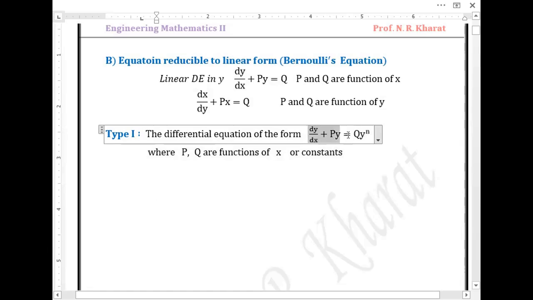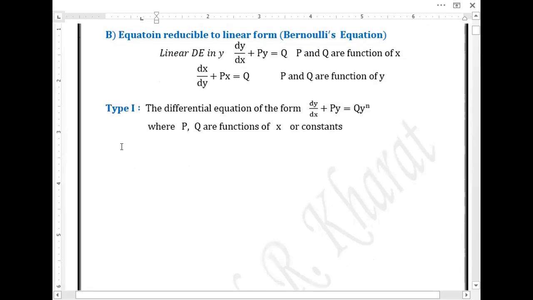To solve such a differential equation, we can see the steps which are performed to find the solution of the linear differential equation which is in the form of Bernoulli's. The difference between the linear differential equation and the Bernoulli's differential equation is that the right hand side of the differential equation is multiplied by y raised to n, the dependent variable in that differential equation.